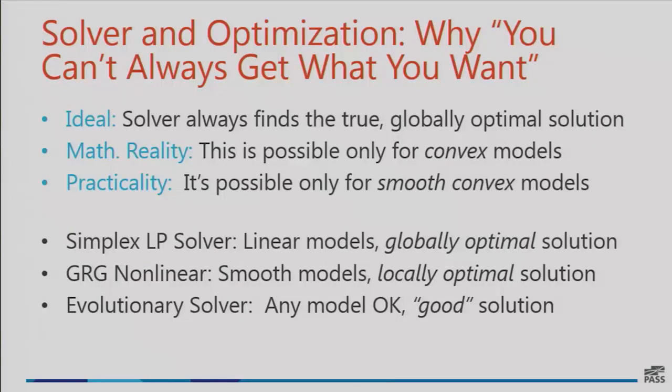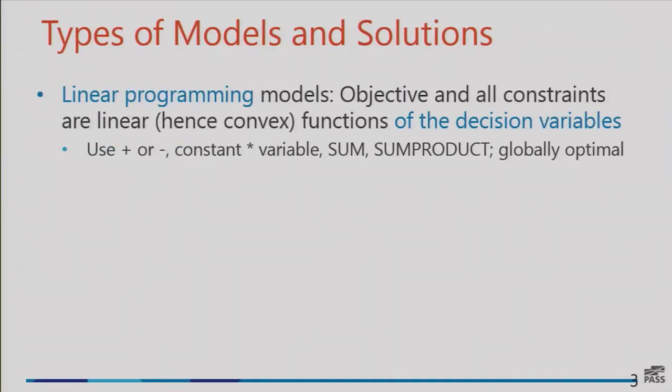Now, real quickly, without going into a lot of detail here, in general, for a linear programming problem, which is known to be convex, we find the globally optimal solution. For nonlinear problems, if they're smooth, no if functions and things like that, we can find a locally optimal solution, and if it's convex, globally optimal. And the evolutionary solver can be used on any model, but all it's going to do is find a good solution. And so what does it mean for a model to be linear? Sum product and sum are basically what you can use.